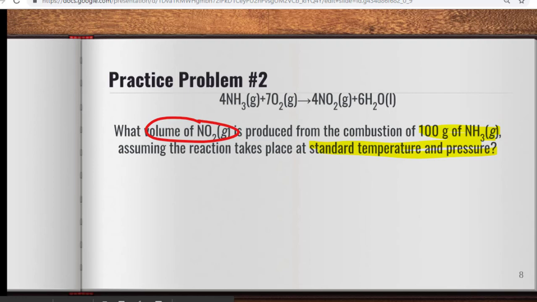So we're not given moles. Remember, if we're given moles and we're solving for volume and it's at STP, we can use 22.4 liters. But the issue here is we're given grams of NH3, and the question is asking for volume of NO2. So this is where the stoichiometry comes into play here. I'm going to convert grams of NH3 into moles of NO2. And then I'll use the previous equation, 1 mole equals 22.4 liters, and solve for the volume of NO2. So let's go from here. We're going to start with 100 grams of NH3.